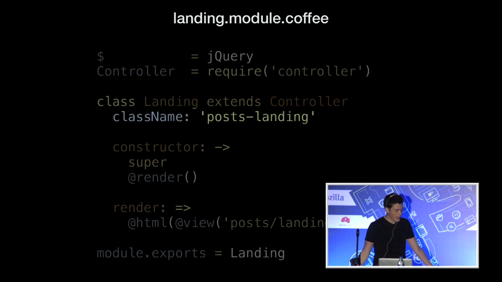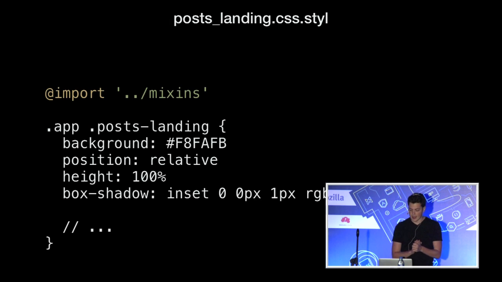Pretty much every controller has this. When instantiated, this class name will actually be added to the controller's element. Every controller has a corresponding CSS file. So the posts landing module has this post_landing.css.style CSS file.